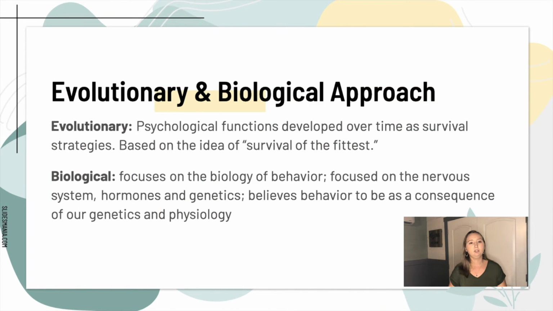Then we're going to look at the evolutionary and biological approaches. The evolutionary approach says that psychological functions developed over time as survival strategies. This is based on the idea of survival of the fittest. And then the biological approach focuses on the biology of behavior. It focuses on the nervous system, the hormones, the genetics, like the actual brain organ. It believes behavior to be a consequence of our genetics and our physiology, or our bodies.